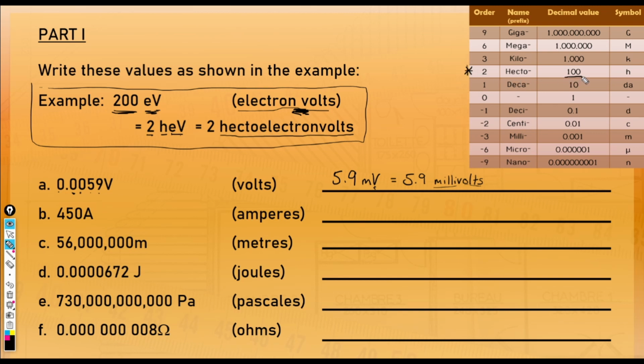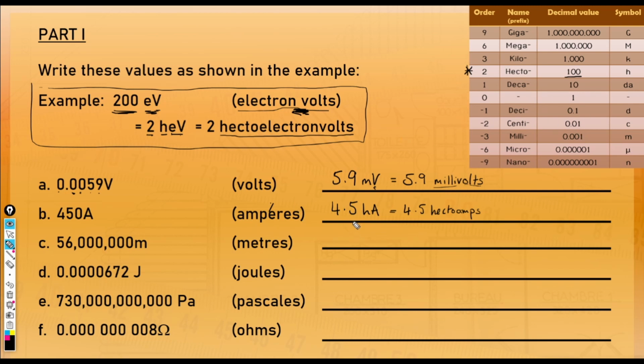If we had 100 amperes, then we would have 1 hectoampere. But because we have 450, that means we have 4.5 hectoamperes, or hectoamps. Okay, so that will be 4.5 hectoamps. And I'm just going to write amps there, although amperes would be technically correct, and actually it should have this accent because ampere was French.